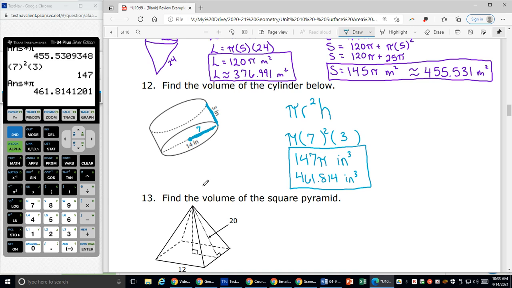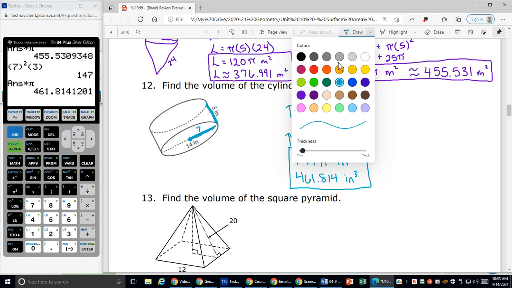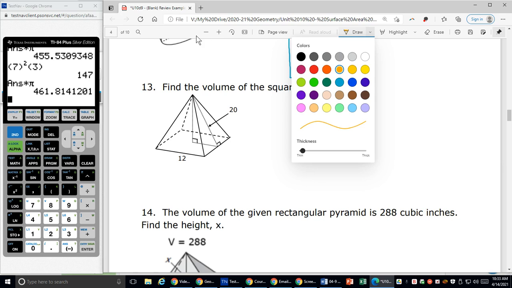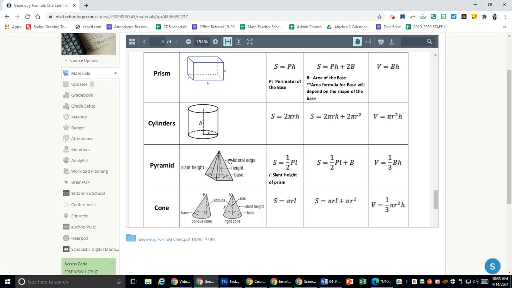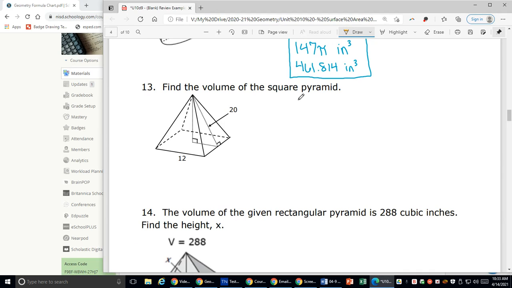Okay, let's look at number 13. All right, so number 13, find the volume of the square pyramid. Volume of a square pyramid. Pyramid volume is 1/3 BH. And remember, the capital is important. 1/3 capital B, little h.